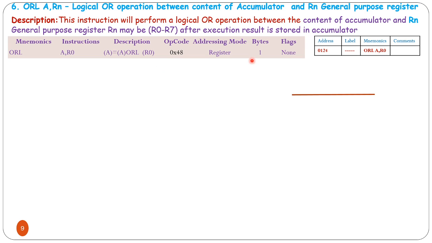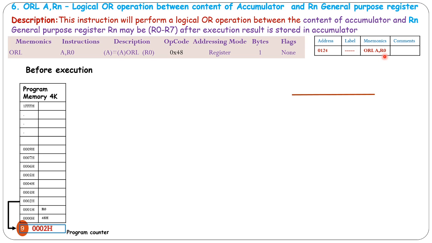48H is the operation code, register addressing, 1 byte instruction. This instruction having mnemonics ORL A comma R0 is stored in program memory, needing 1 memory location, for the address of R0 general purpose register. So the content of program counter now becomes 0002H.